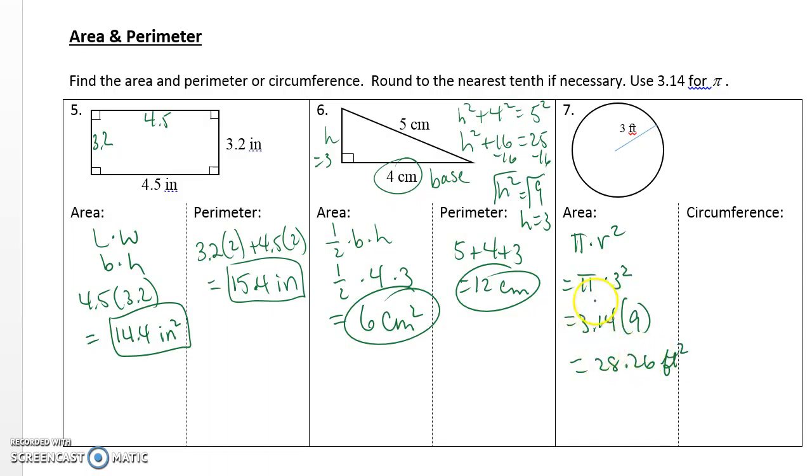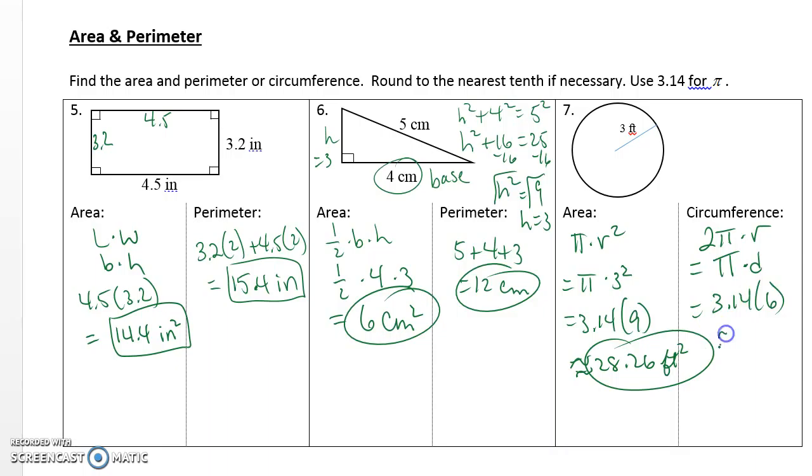Now because pi has been rounded, you might see those approximation symbols used here as well. The circumference is 2 pi times the radius. Now 2 times the radius is also diameter, so sometimes you see it written as pi times diameter. Remember, our diameter would have been 6, so 3.14 times 6 is 18.84. And that'll be feet.